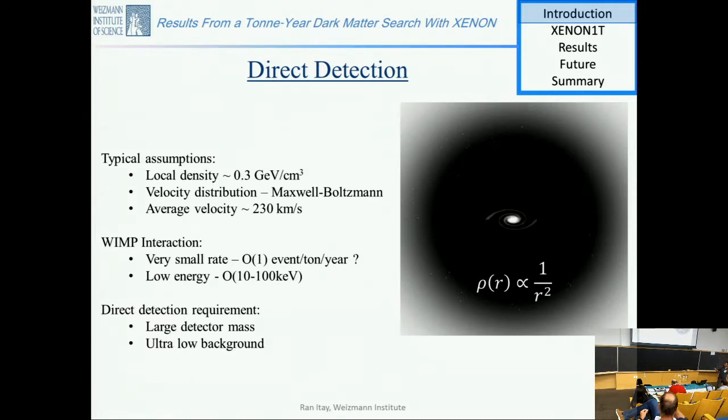The second thing you get is that the recoil energy is very, very small, on the order of 10 to 100 keV, maybe a little bit less than 10 keV. So a prerequisite from a detector is that it has to be as large as possible, to have a bigger exposure, and you have to have ultra-low background in order to distinguish these few events per tonne-year from your background.